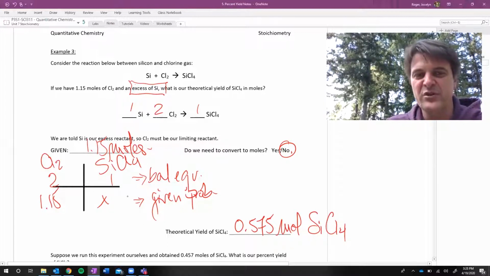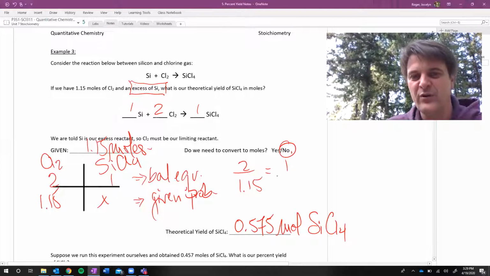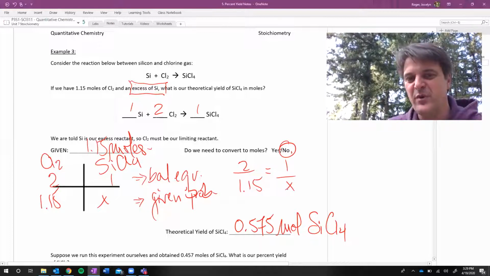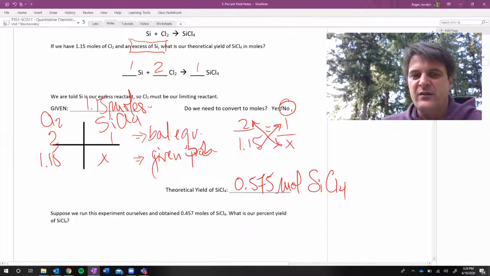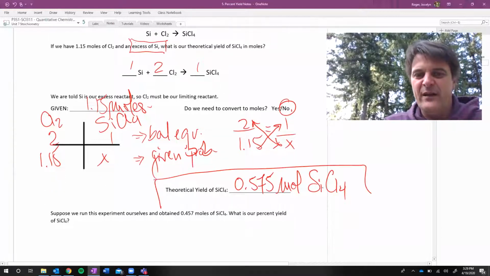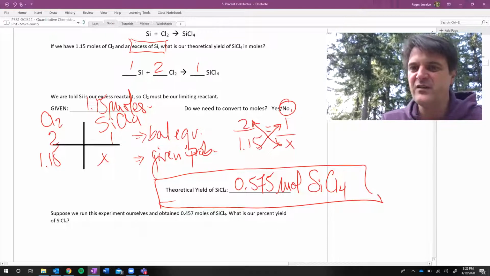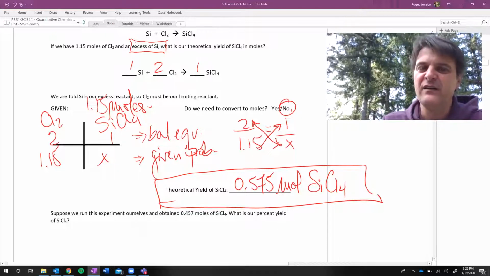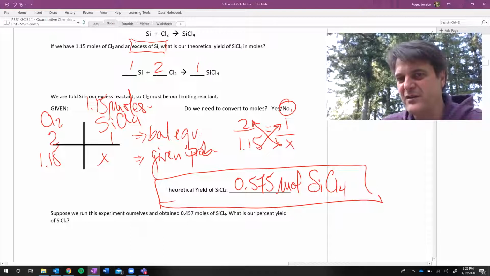So all we did here is we solved for x. 2 over 1.15 equals 1 over x, and you cross multiply. You bring your x, your 1.15, and your 2 goes down. So 1 times 1.15 divided by 2 is equal to x. So this amount right here is our theoretical yield. This tells you that you had enough Cl2 to make this much product.